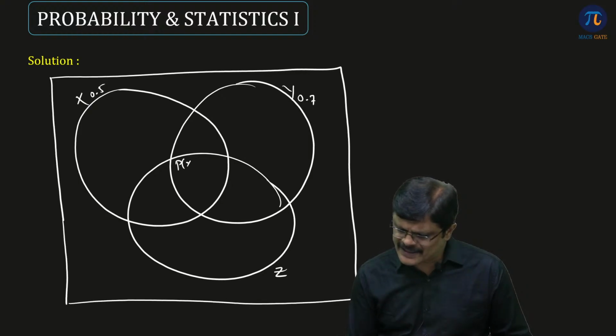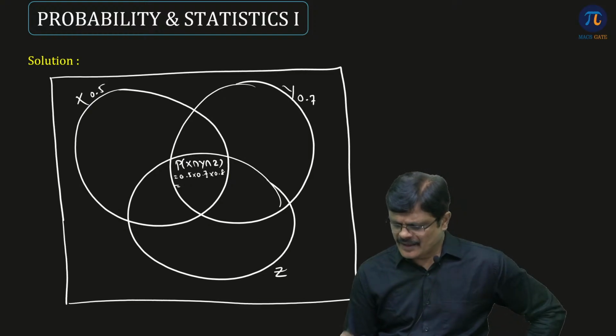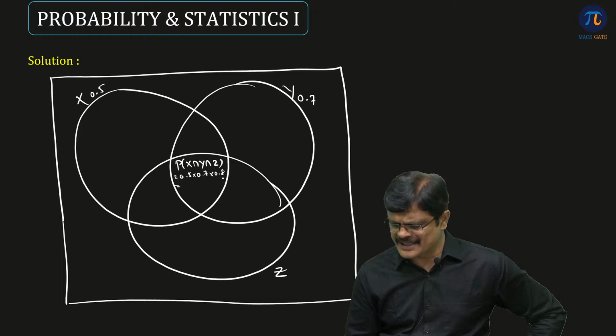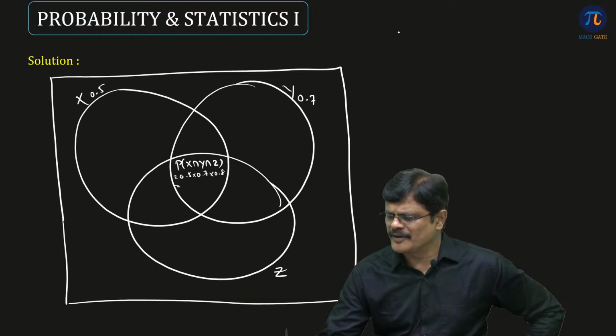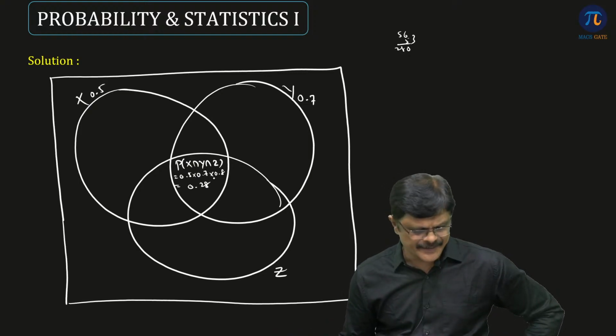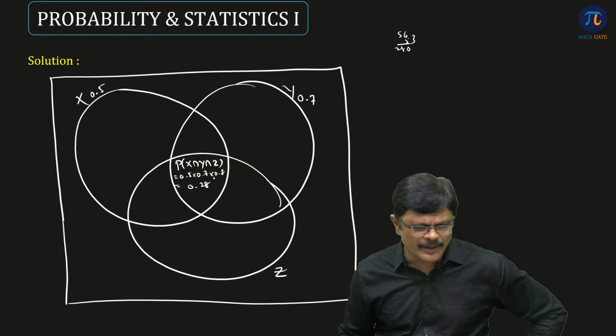So it is x intersection y intersection z, that is 0.5 into 0.7 into 0.8. So what happens? 7 8s are 56, 56 into 5, half of 560, that is 280. So with 3 decimals, 0.28 is the answer here. You just need to multiply the probabilities, my dear friends.